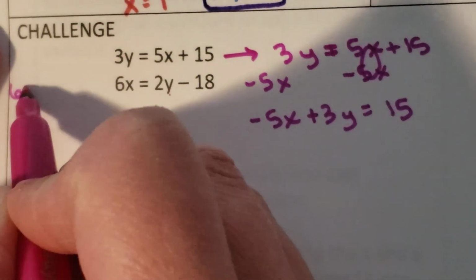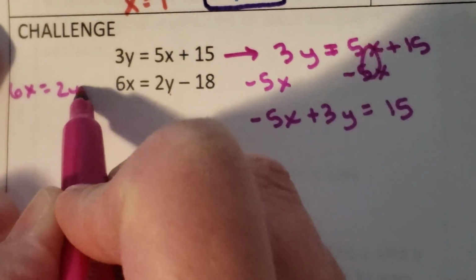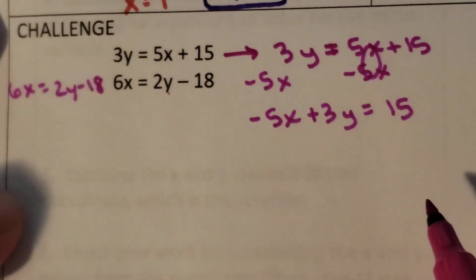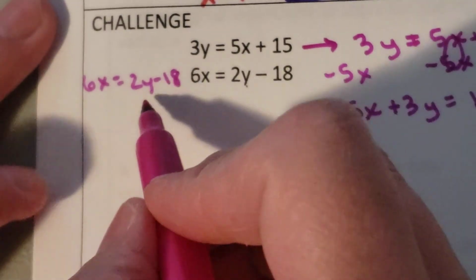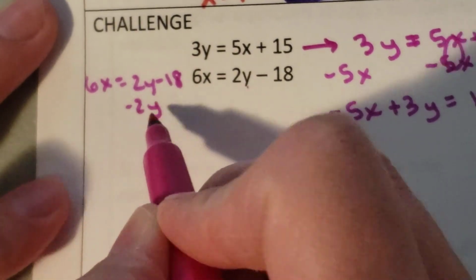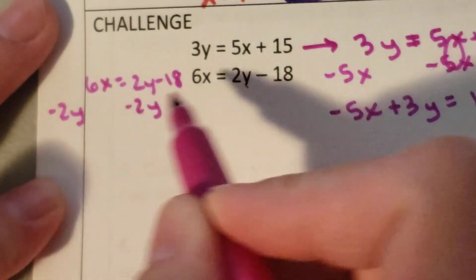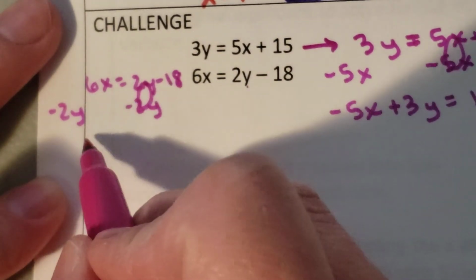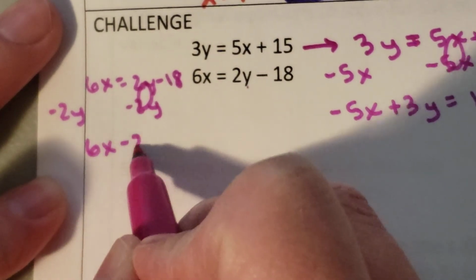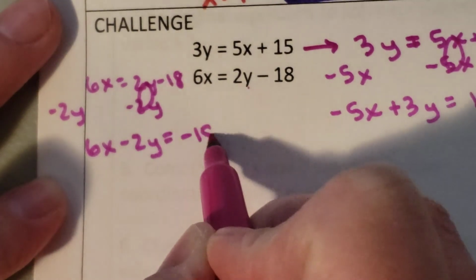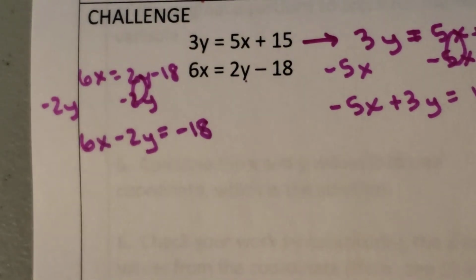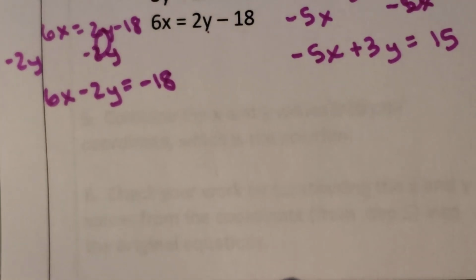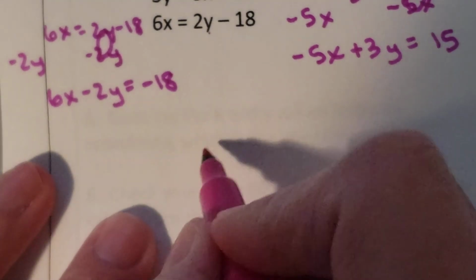I had 6x is 2y minus 18. Let's bring the y's to the left. The reverse of a positive 2y is a negative 2y. What I do on one side, I do to the other. 2y minus 2y is nothing, so I'm left with, I'm going to bring down my x's first. So 6x minus 2y is negative 18. So now I have two equations that go x's, then y's, then equals, then the constant.